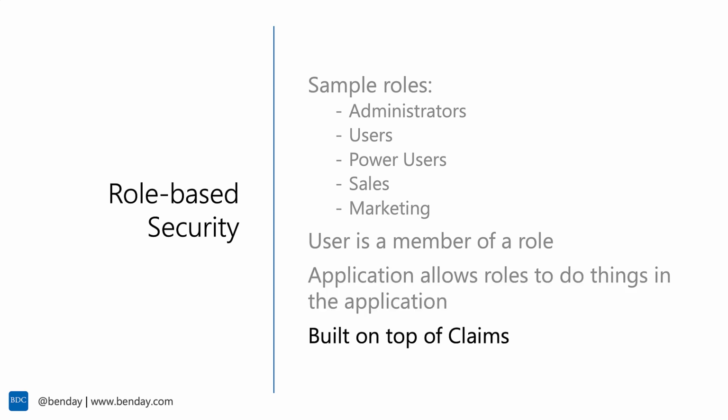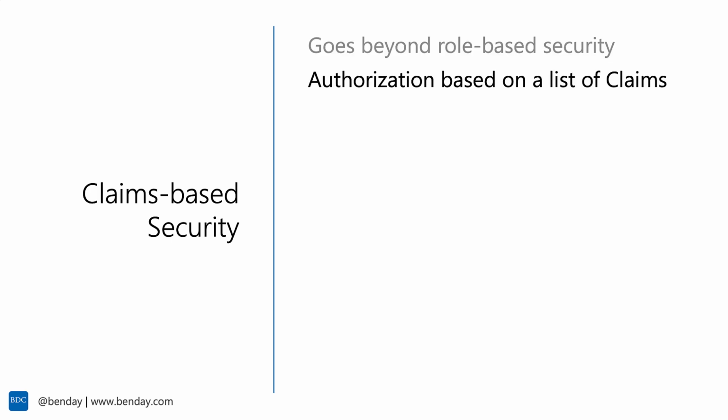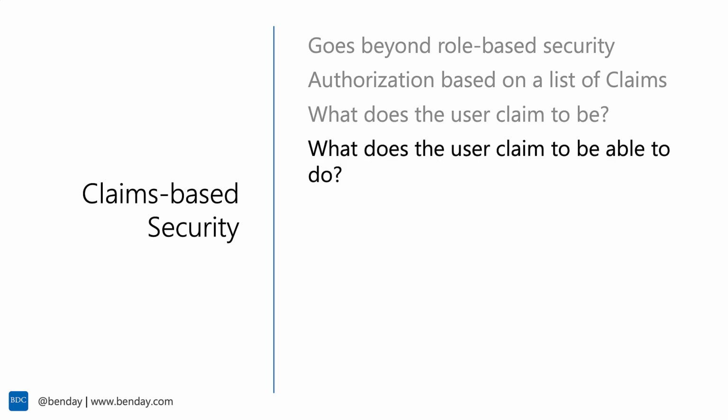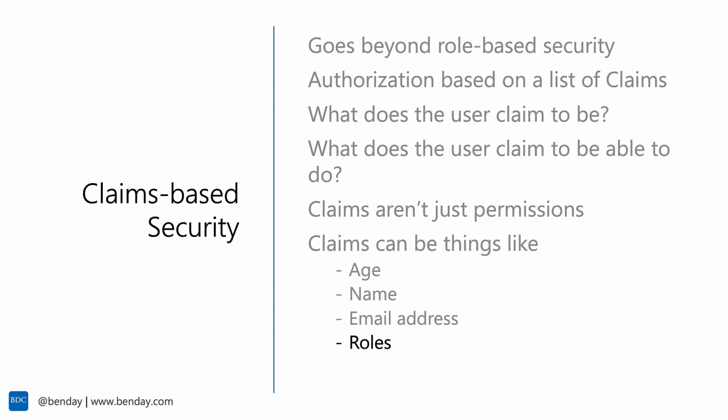And role-based security in ASP.NET Core, in .NET Core, is riding on top of something called claims-based security. Now, claims-based security goes beyond role-based security. And now your authorization, your what can you do, is based on a list of claims. And claims answer questions like what or who does the user claim to be? What does the user claim to be able to do? And while it feels like they're permissions, they aren't necessarily only permissions. Claims could be things like age, name, email address, or even the roles.